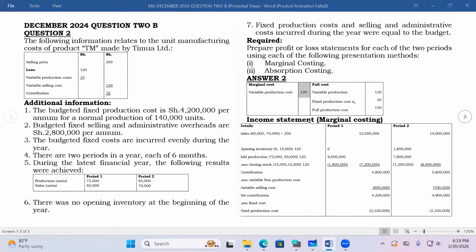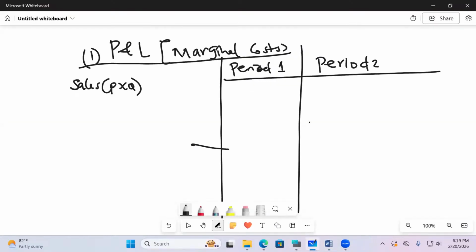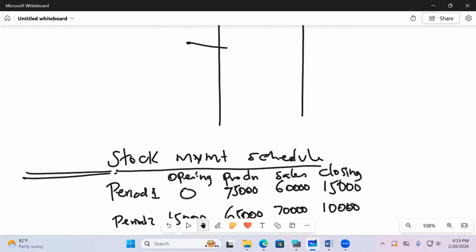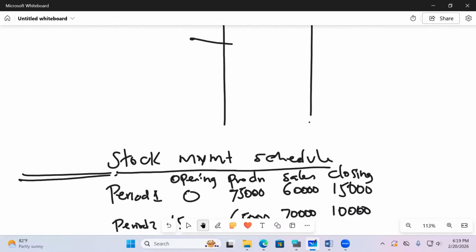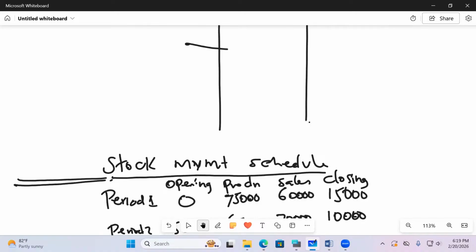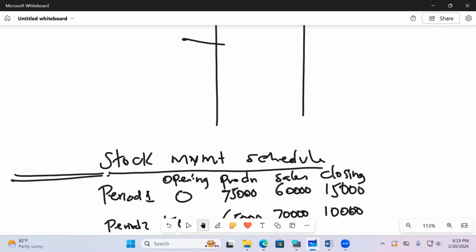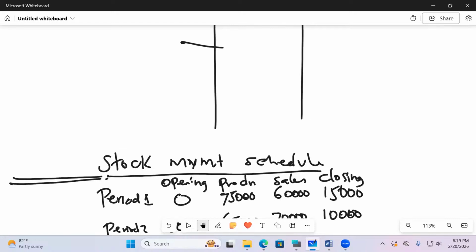Now, ladies and gentlemen, this is where we are. So I can talk of price times quantity or quantity times price. Are you able to see the sold quantities? Yes, the sold quantities are here. The units we are going to sell in period one are 60,000, and what here, somebody? 70,000, yes. 60,000 and 70,000. Very nice.